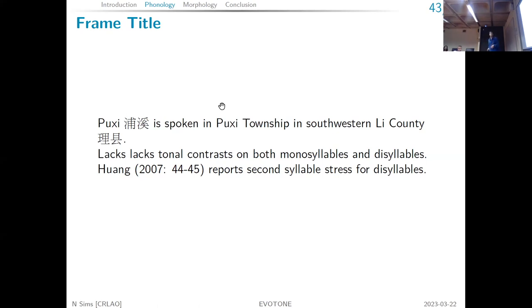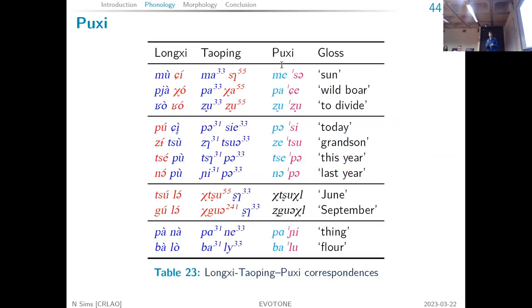Okay, so Puxi is an atonal variety spoken in the southwestern Li County, and it lacks all tonal distinctions whatsoever. So how did it get to be that way? We can look at Hongxi as our four-way distinction, Taoping as an intermediate stage, and Puxi as the final product, where we have low-high becomes low-high. That's fine. And it becomes stressed on the second syllable.